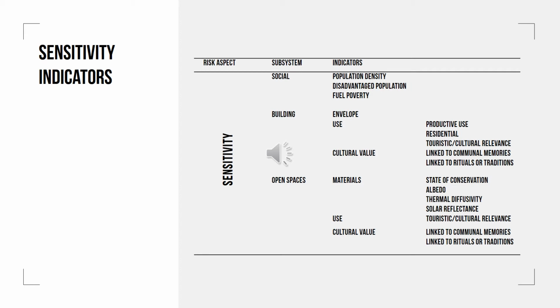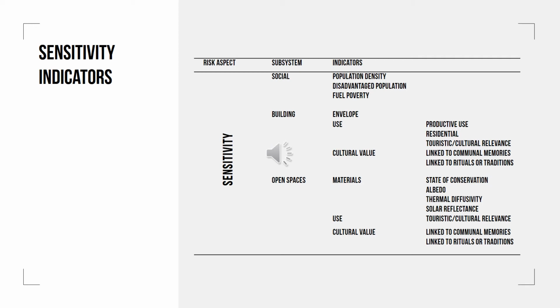In the case of the economic sensitivity, the indicators are based on the use of the buildings, considering either its productive use, let's say residential, public, etc., or its relevance to tourism. Cultural sensitivity is defined by the link of the building either to communal memories or to rituals or traditions, and also its protection level as heritage.